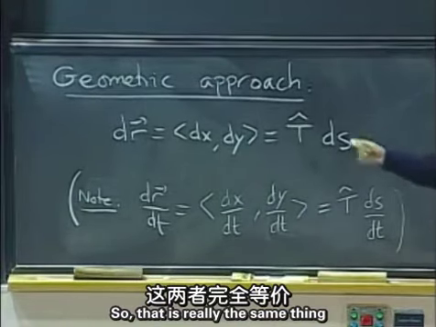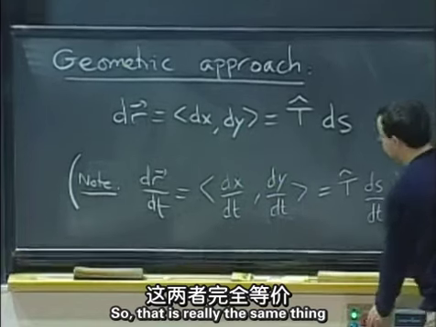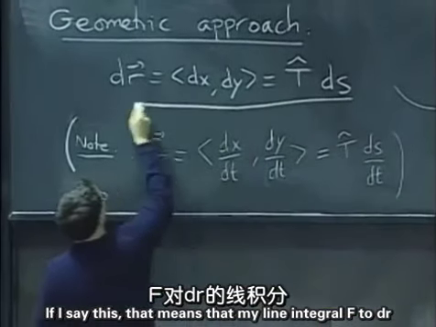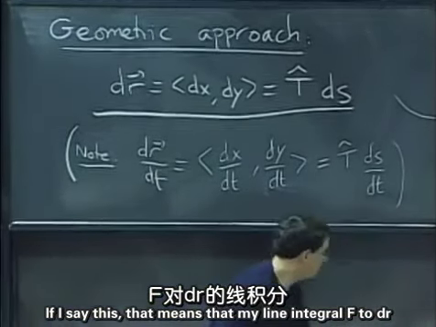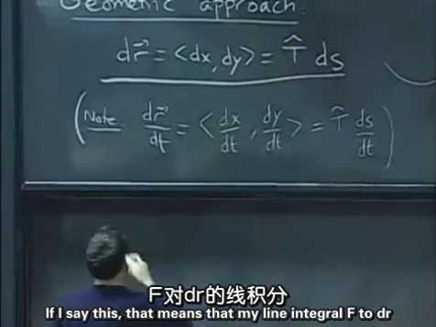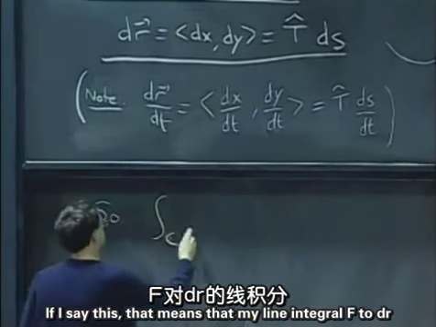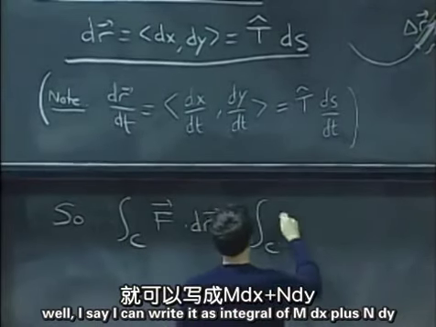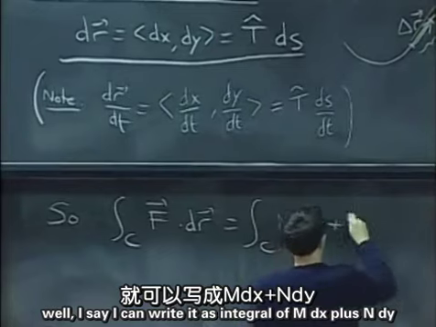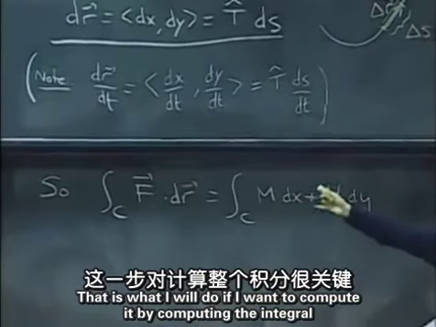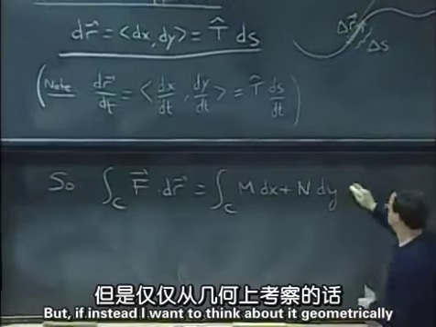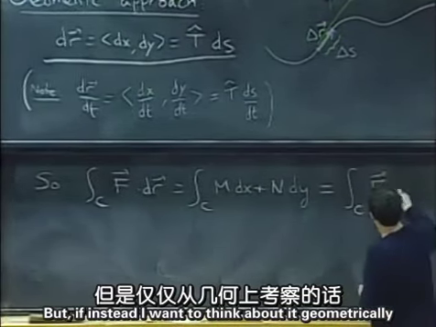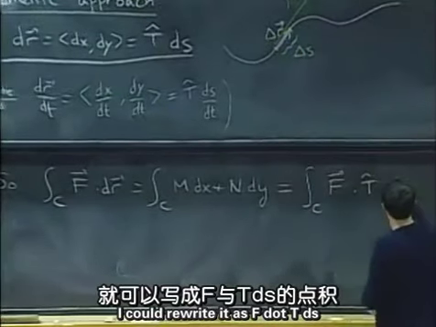Okay, so that's really the same thing. So if I say this, that means that my line integral of f dot dr, well, I said I can write it as integral of m dx plus n dy. That's what I will do if I want to actually compute it by computing the integral. But if instead I want to think about it geometrically, I could rewrite it as f dot t ds.